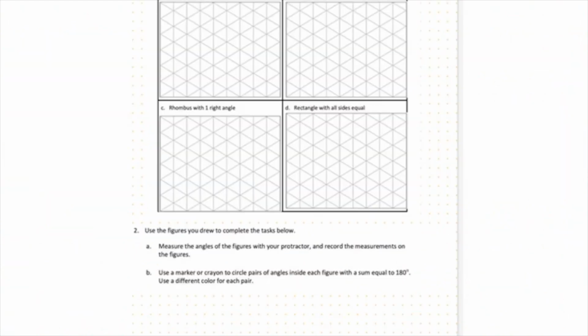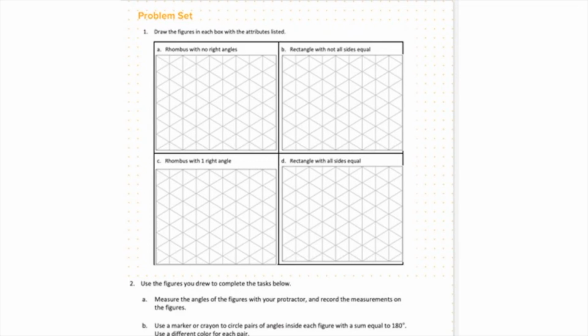Okay, you are now moving into your problem set. I will again move it lower so that you can see. Now, it wants a rhombus with no right angles. I'm going to use these lines to help us draw it. That way we don't even need to measure it.